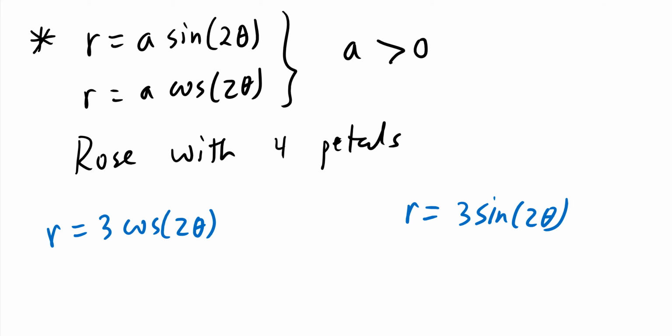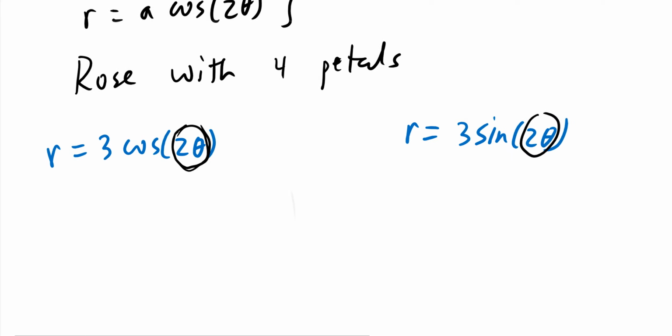Always the number of petals will be double, because this is even. It will be double this. If it's odd, it will be the same. But here in this section, we'll only focus on the 2 theta. In general, because that's 2 theta, that's even, the number of petals is going to be 4. Same thing in this case, going to be 4 petals.